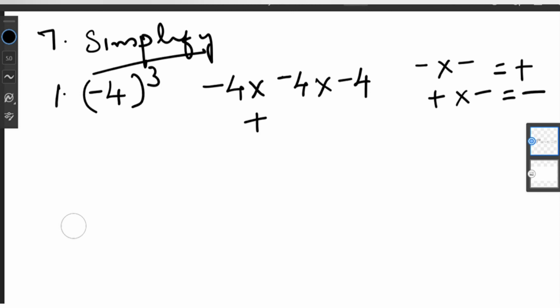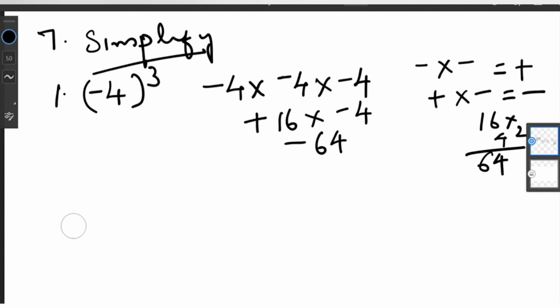What is the answer? Plus 16 into minus 4 again. So 16 into 4: 6 into 4, 24, 4 balance 2. 4 into 4, 16, plus 2, 18... so 64. Plus into minus, minus 64. An odd number of negative signs means it will be negative. 3 is odd, so a negative is coming. So the answer is minus 64.